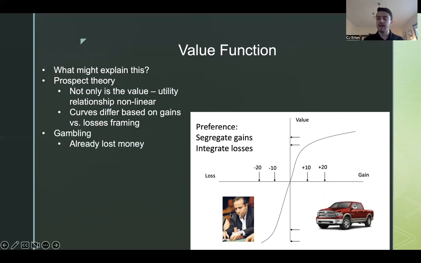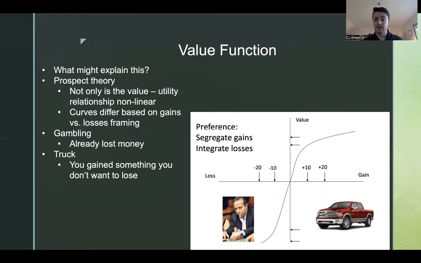And so in the gambling scenario, right, that $50 is already lost. And versus with the truck scenario, you've gained something, you have this truck, and you don't want to lose that. Now you don't want to have to pay a bunch of money based on that. And so that marginal utility that we talked about on the first slide, this is more associated with the gains aspect. But as you can see, there are different slopes here for gains and losses.